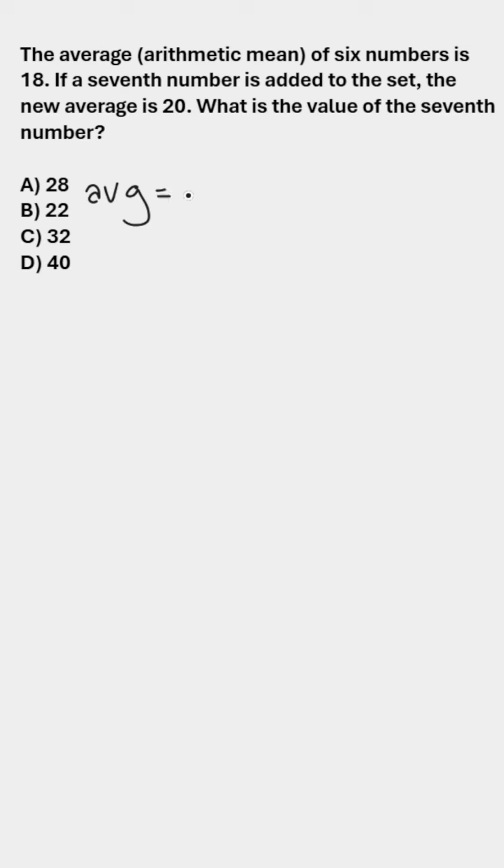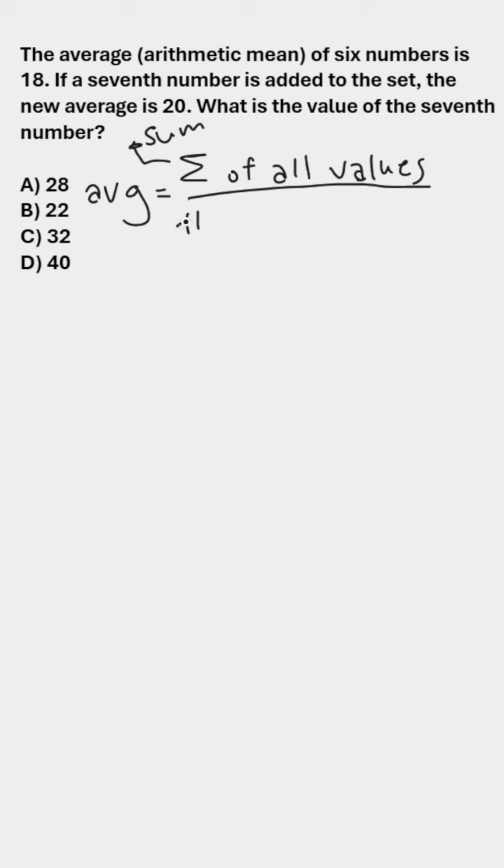So by definition, an average is equal to the sum of all values in a set. And a set in this definition is just a group of numbers. In this, sigma here is just a fancy way of saying sum, over the number of values in that set, right?